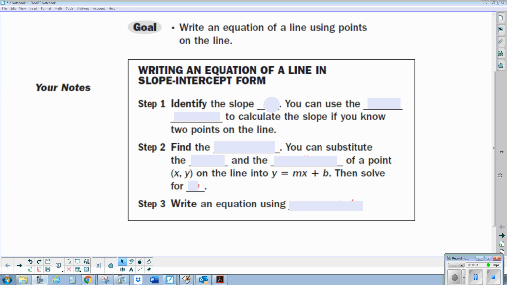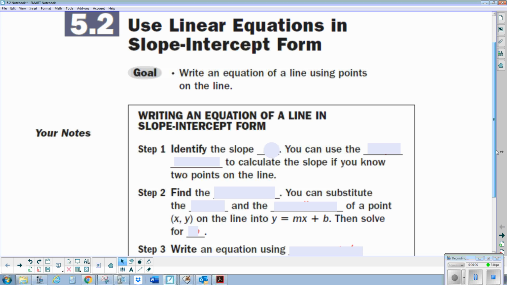Mrs. Blaufuss here, and today we're looking at lesson 5.2. So this is writing a linear equation in slope-intercept form. It's a little different than what we did in 5.1, because in 5.1 we were given the y-intercept, and in 5.2 we are not given the y-intercept. We're going to be given a couple points. We might be given the slope, but we'll need to put our slope and our intercept into slope-intercept form to actually write our equation of a line.